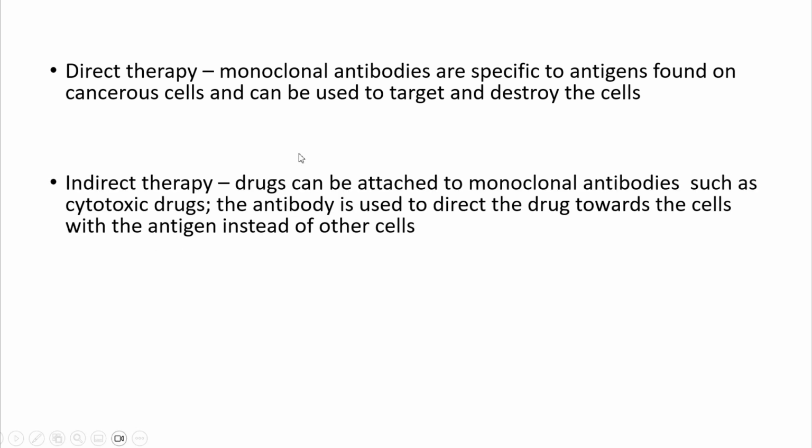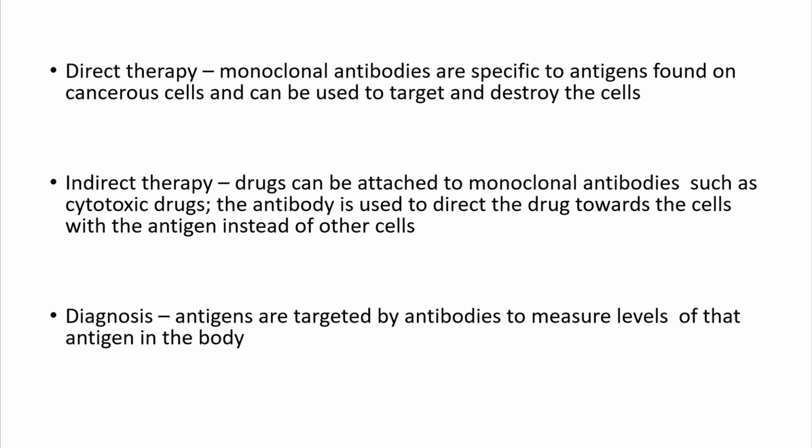There's also indirect therapy, which is when you add a drug onto that monoclonal antibody. Since that monoclonal antibody is specific to the antigen, it's going to find where the antigen is, and since it's holding cytotoxic drugs, it's going to attach to the antigen. When it's attached, it's going to trigger the cytotoxic drug, so it's going to destroy that cell using the cytotoxic drug. It can also be used for diagnosis. So it can be targeted by antibodies to measure levels of the antigen in the body, as we'll see in a minute with certain tests.